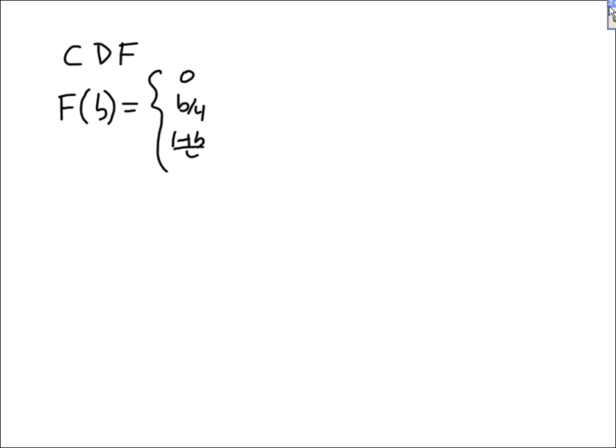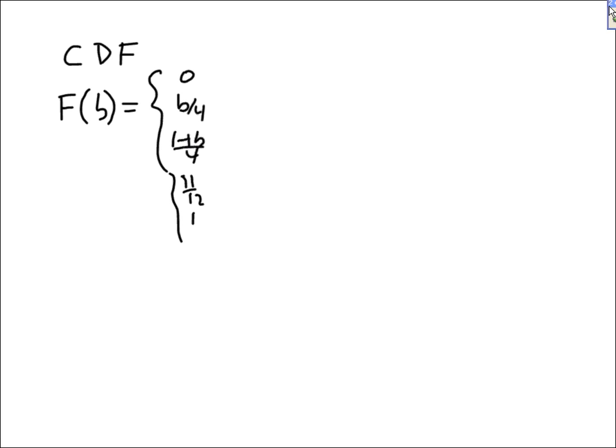Just awkward, pain in the neck type of problems. Let us try another one. You're given the CDF, and you're asked to find certain probabilities. The CDF is always denoted by capital F. It is denoted as follows. Sometimes you get 0, sometimes you get b over 4, sometimes you get 1 plus b over 4, sometimes you get 11 over 12, say, and other times you get 1.